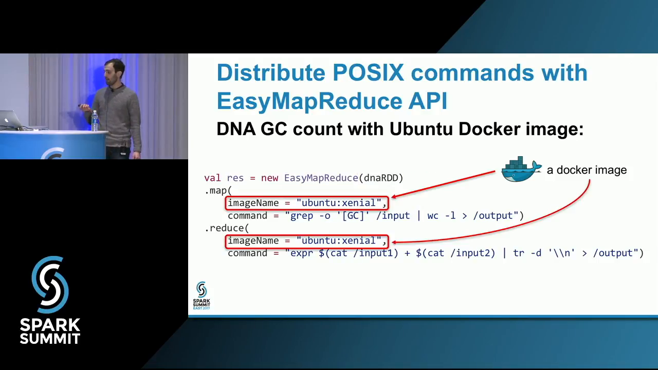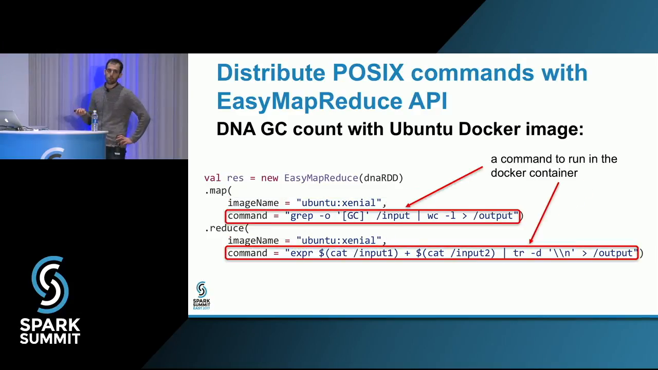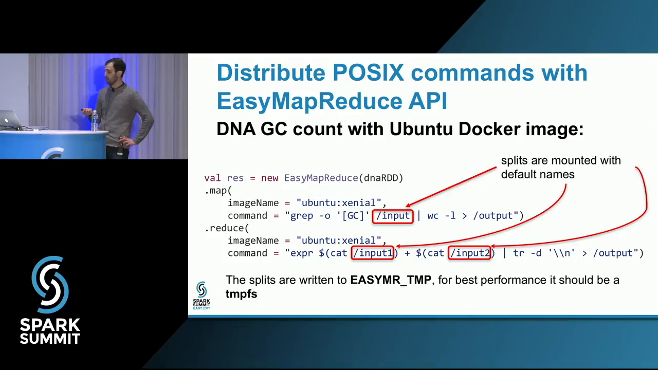And then you specify a Docker image. In this case, we just need Ubuntu. And you specify a command that you use inside the image in order to process your chunk of data. And what EasyMapReduce will do for you is that, in the case of the map operation, it will mount the RDD record as text inside /input. So in your command, you can read it from there.